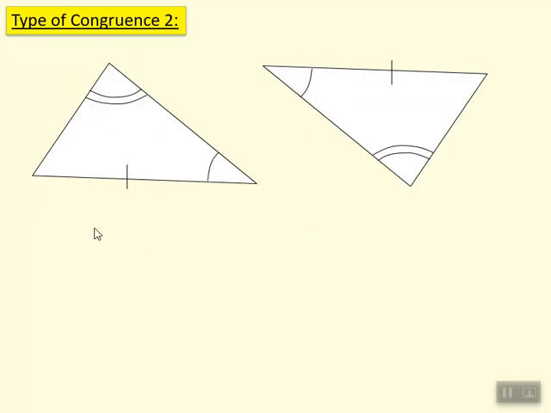Okay, so if you have this scenario where one angle in a triangle matches an angle in another triangle, and then another angle matches an angle in the other triangle, and then you have a side that comes off one of the angles, matching this one here, for example, then those two triangles have to be congruent.